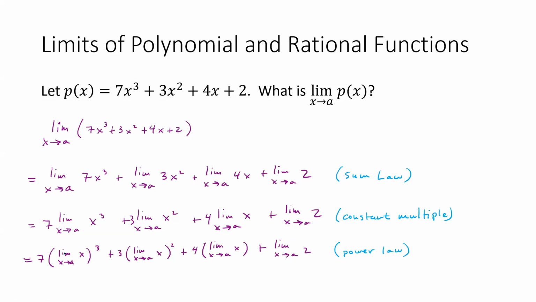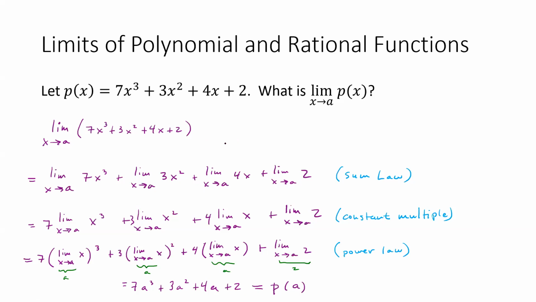And then these are just going to be the limit as x approaches a of x. This is just going to be a for each of them. And this is just 2 here. It's a constant, so this is 2. Okay, so in the end, what do we get? Well, we get basically that polynomial evaluated at a. Notice this is just the polynomial evaluated at a.